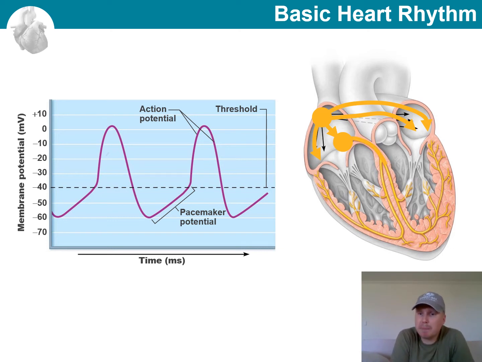Now the impulse progresses down the AV bundle, which is also known as the bundle of His. This is located in the interventricular septum wall and provides the only electrical connection between atria and ventricles. Now we get to the bundle branches on both right and left side of the heart. These carry impulses towards the apex of the heart in the septal wall.